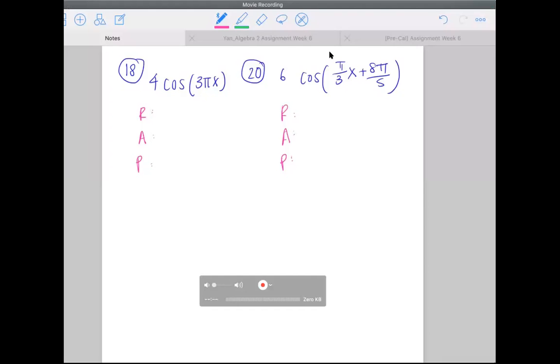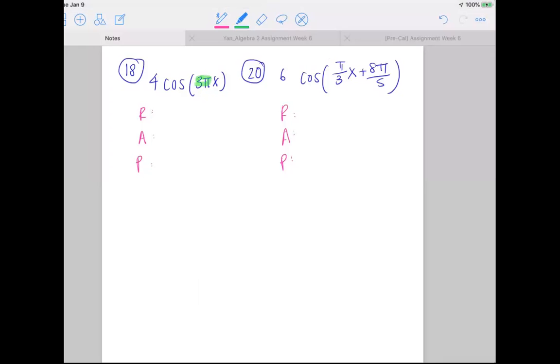Guys, real quick, for number 18, remember when you're trying to figure out what the period is, you want to take this whole entire 3 pi as a number. So put the whole 3 pi at the bottom of 2 pi, and then tell me what it simplifies to. Okay, if you're ready, can someone share their answers with us for number 18? All 3 of them?